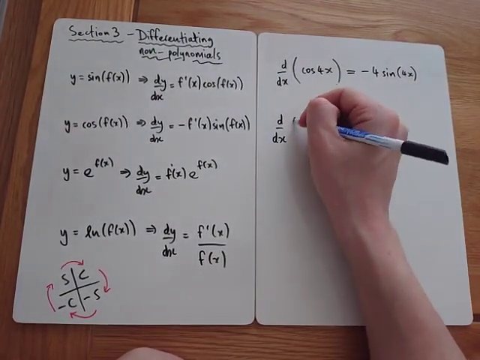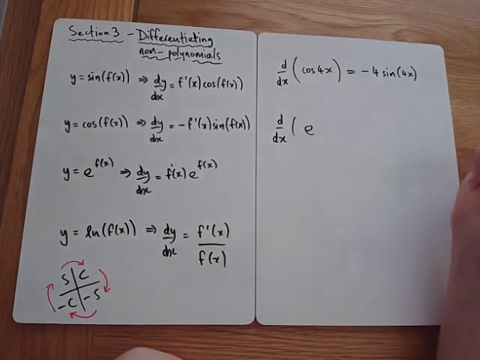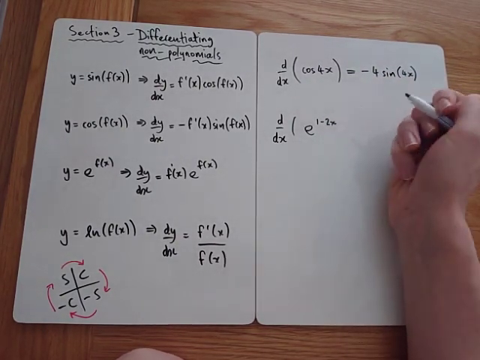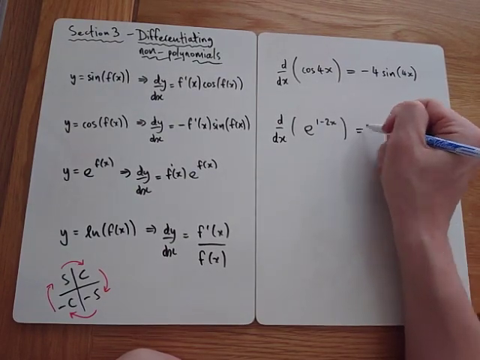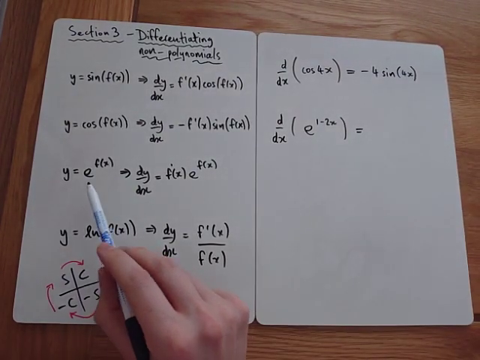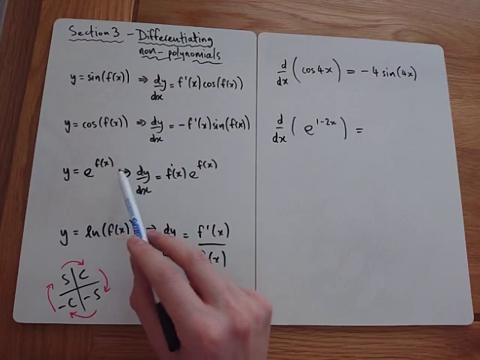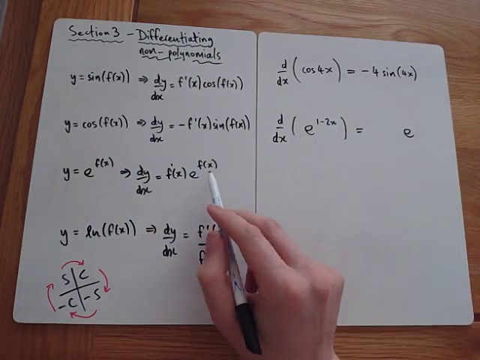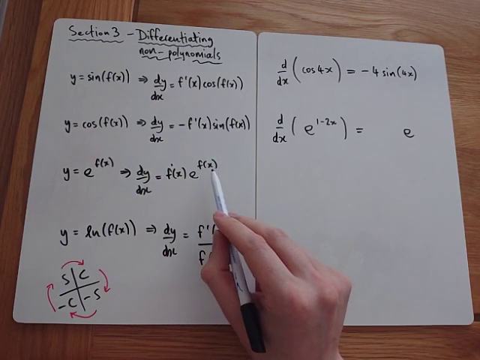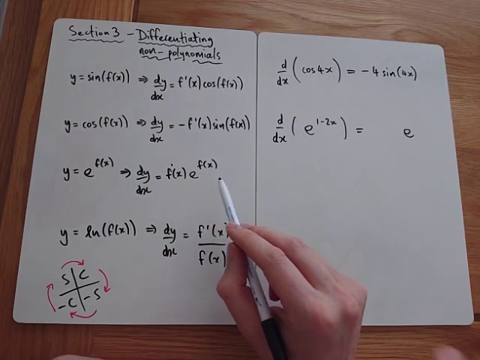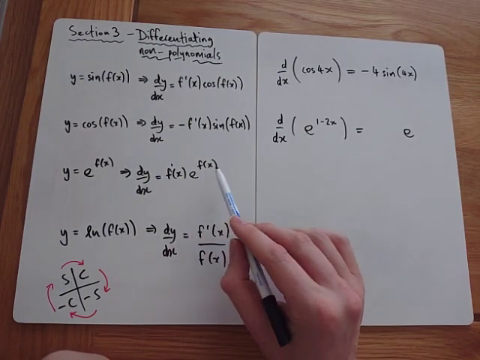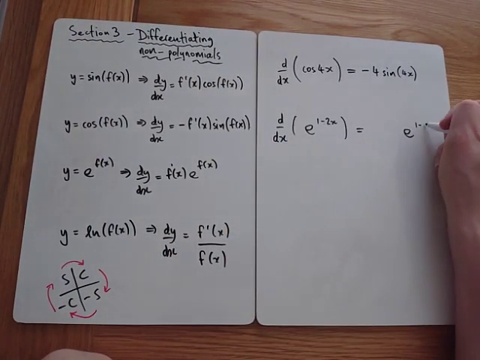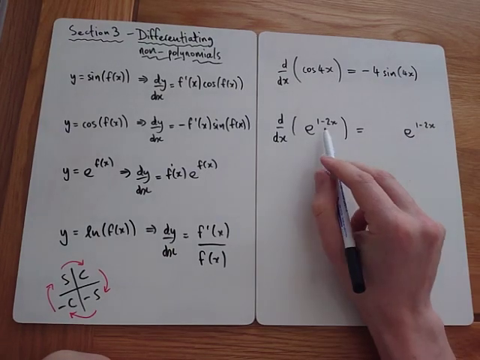If I want to differentiate e to the power of 1 minus 2x. For an exponential, it's slightly different. The power stays the same. I know when you differentiate polynomials, you times by the power and you take one off the power. Do not start doing that with exponentials. The power stays the same. So it would be 1 minus 2x. Do not change that.